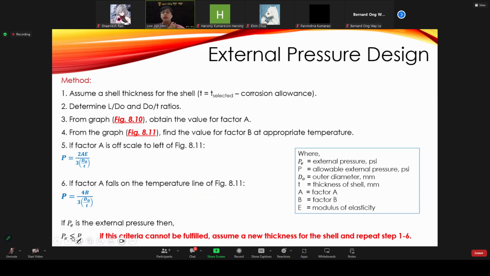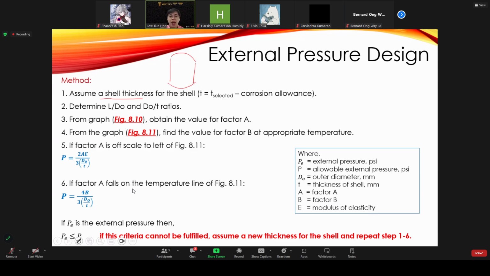Okay, so now I want to show you the method for calculating the thickness of the pressure vessel to make sure it's strong enough to withstand the external pressure. If you want to increase the thickness to make sure the pressure vessel is strong enough to withstand the external pressure, then you need to follow the method that I'm going to explain here. First, we need to assume a thickness for the shell of our pressure vessel.